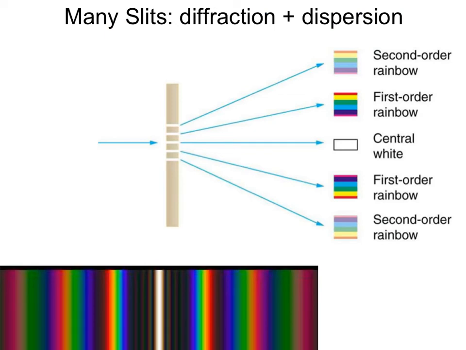If you expand this idea and shine white light through a diffraction grating, the central bright spot will be a bright white spot. But the bright spots on either side of that will now separate into distinct bands by wavelength, forming rainbow bands of color. The image on the bottom of this slide is an actual picture of white light being separated into rainbow bands of color by a diffraction grating.